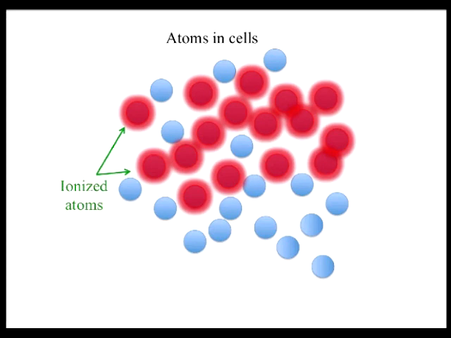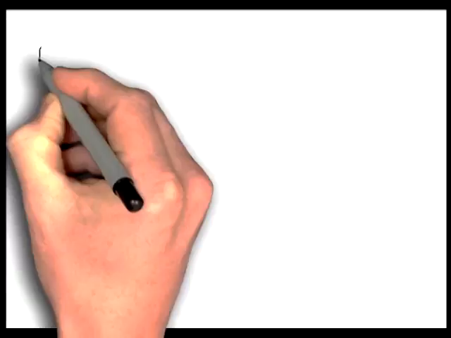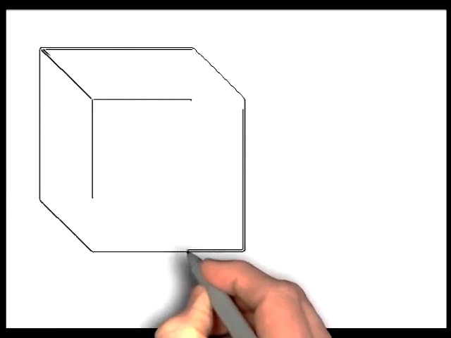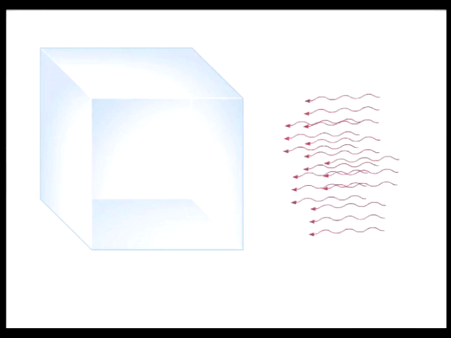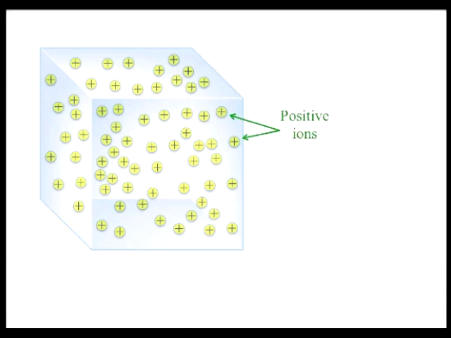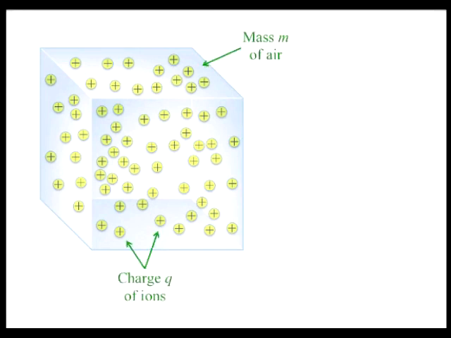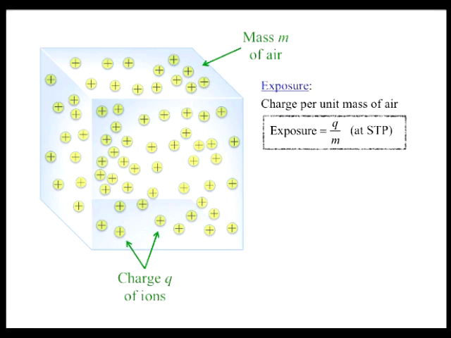Exposure is a measure of the ionization produced in air by X-rays or gamma rays, and is defined in the following manner. A beam of X-rays or gamma rays is sent through a mass m of dry air at standard temperature and pressure, where the temperature equals 0 degrees Celsius and the pressure equals 1 atmosphere. In passing through the air, the beam produces positive ions whose total charge is Q. Exposure is defined as the total charge per unit mass of air, or exposure equals Q divided by m. The SI unit for exposure is coulombs per kilogram.